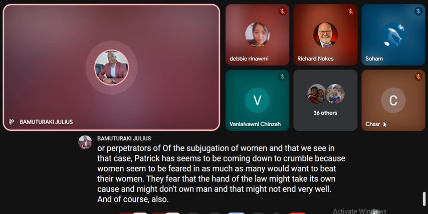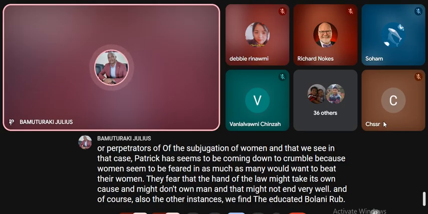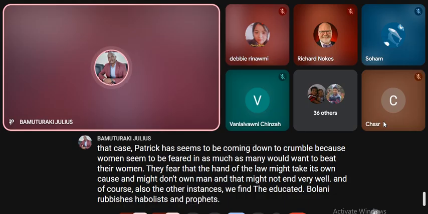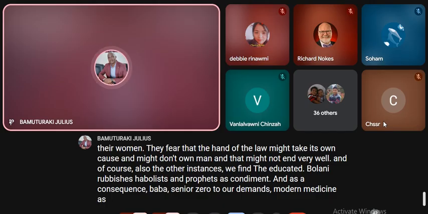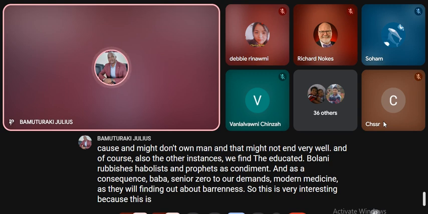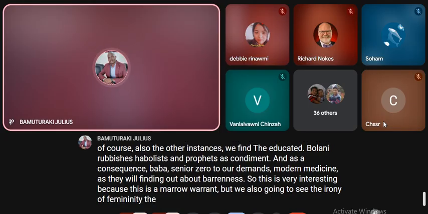And of course, also the other instances we find the educated blandly rubbishes herbalists and prophets as conmen, and as a consequence, Babasege has yielded to her demands in modern medicine as a way of finding out about barrenness. So this is very interesting because this is a male world, but we're also going to see the irony of femininity. The fact is, Babasege loves this beautiful graduate.